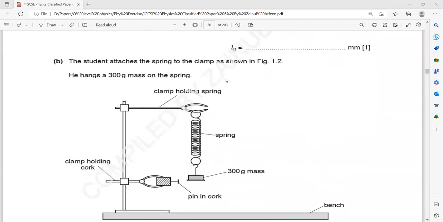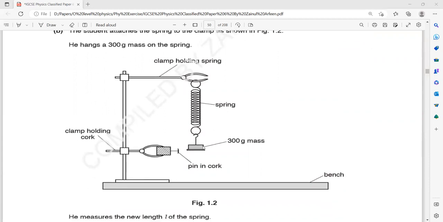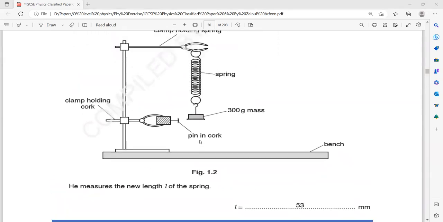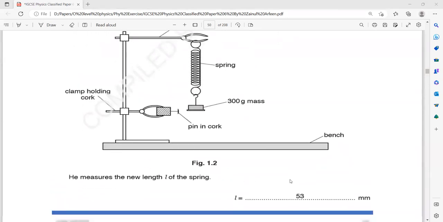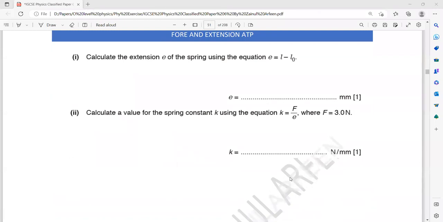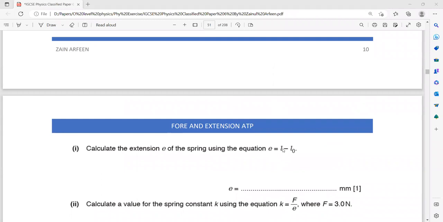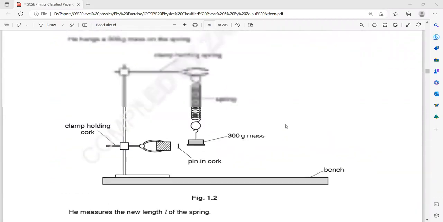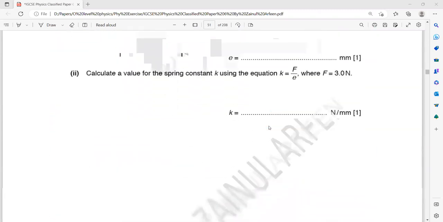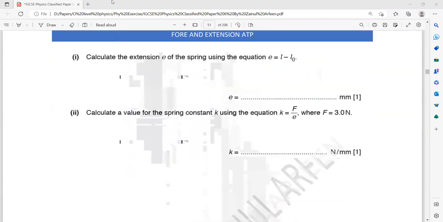Then the student attached the spring to the clamp as shown in figure 1.2 and hangs 300 gram. He measured the length, which is 53 millimeter. Then calculate the extension. So how to calculate extension? For paper 6, you don't have to learn any formula. Extension is L minus L naught. So this is L, which is 53, and L naught was 17. According to your value, you will work out. So for example, it is 53 minus 17, which is equal to 36 millimeter.